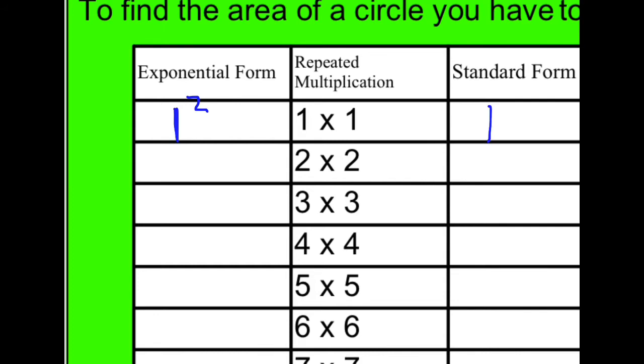So if I had 2 times 2, I would write that as 2 with a little 2 in the top right-hand corner because there are 2 of them. And we know that 2 times 2 is 4. And continuing with the chart, if I had 3 times 3, I would write a 3 with a little 2 in the right-hand corner because there are 2 of them. And 3 times 3 is equal to 9.